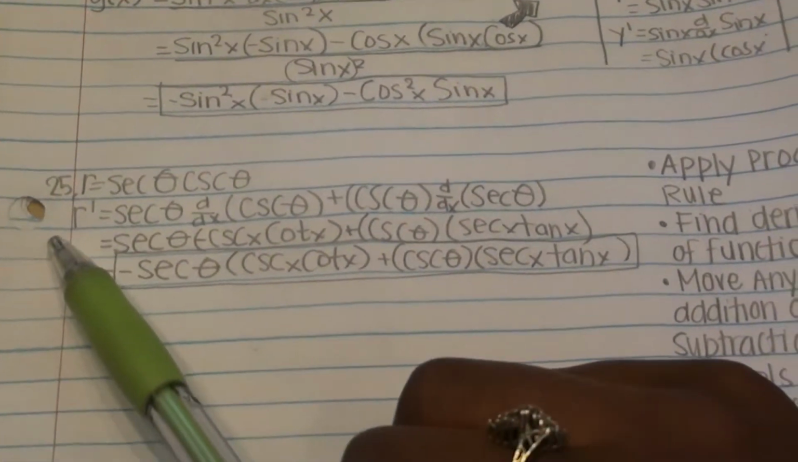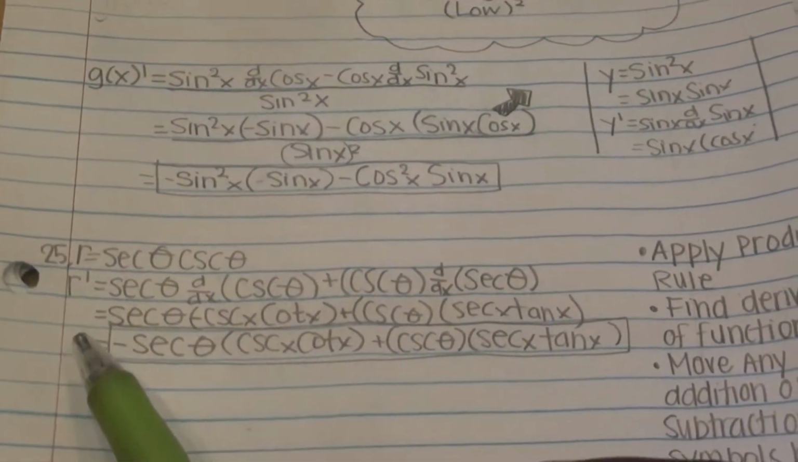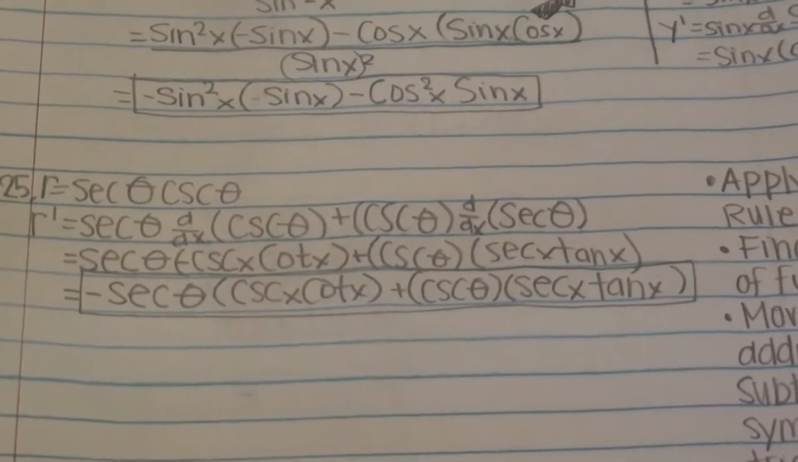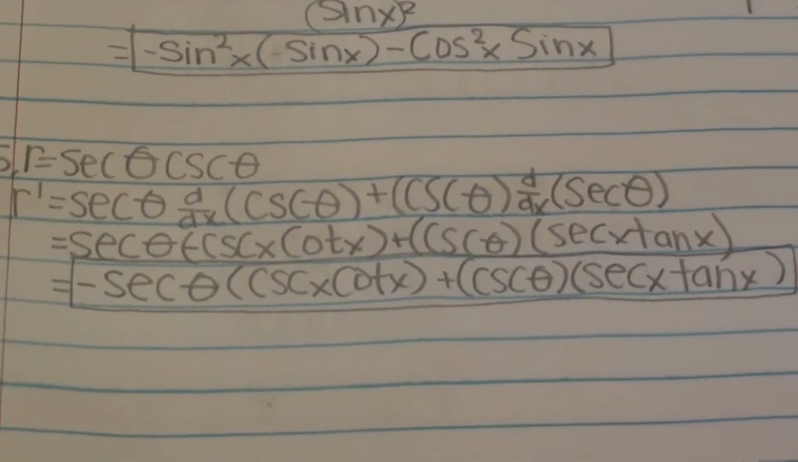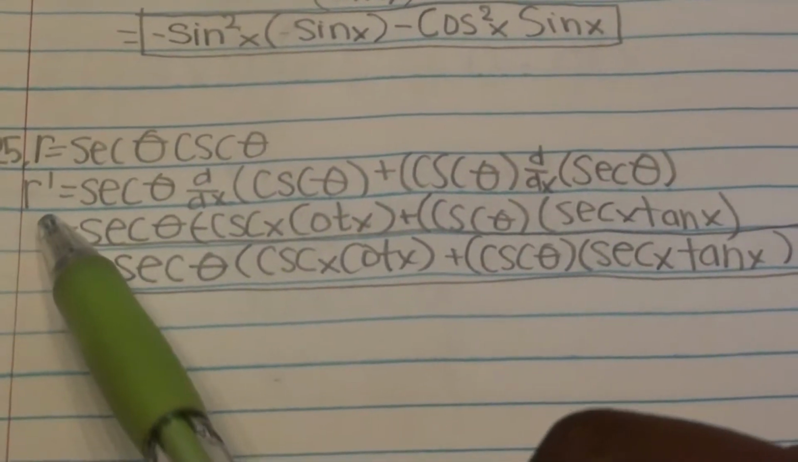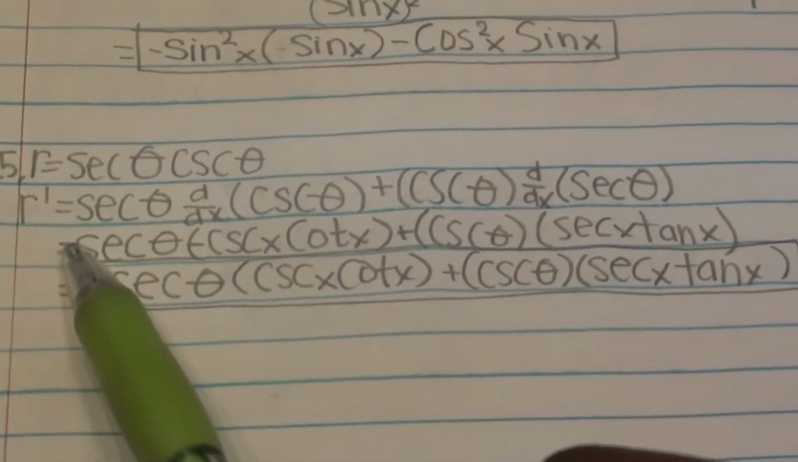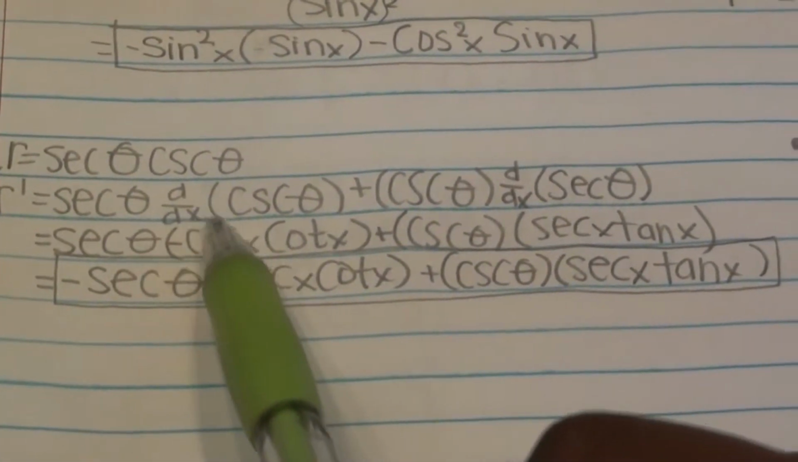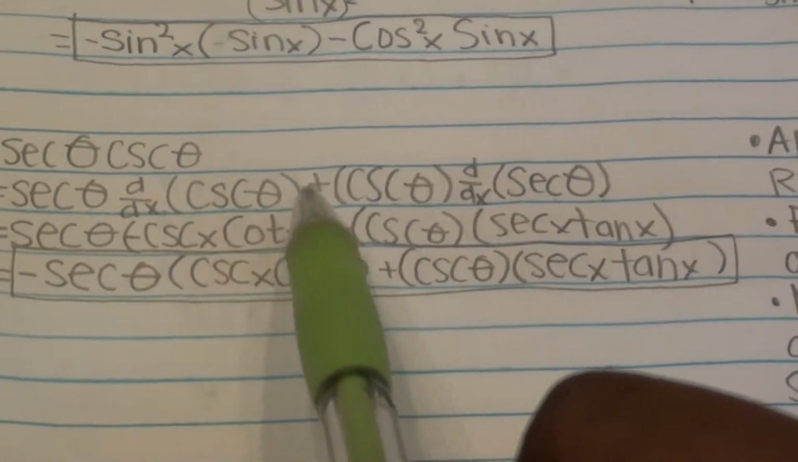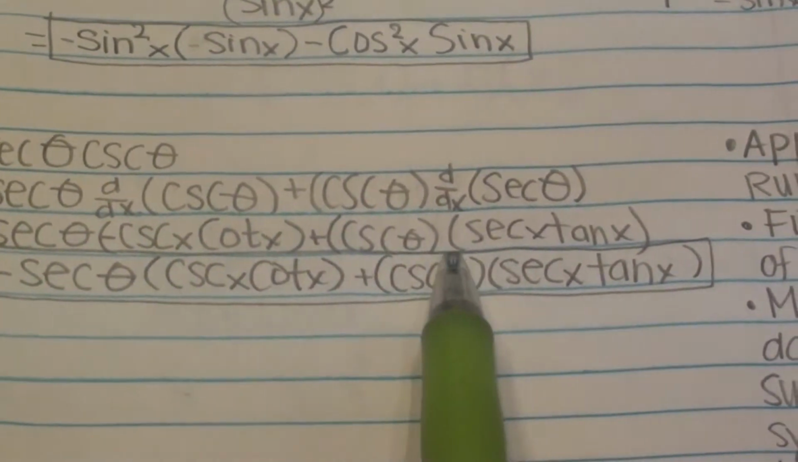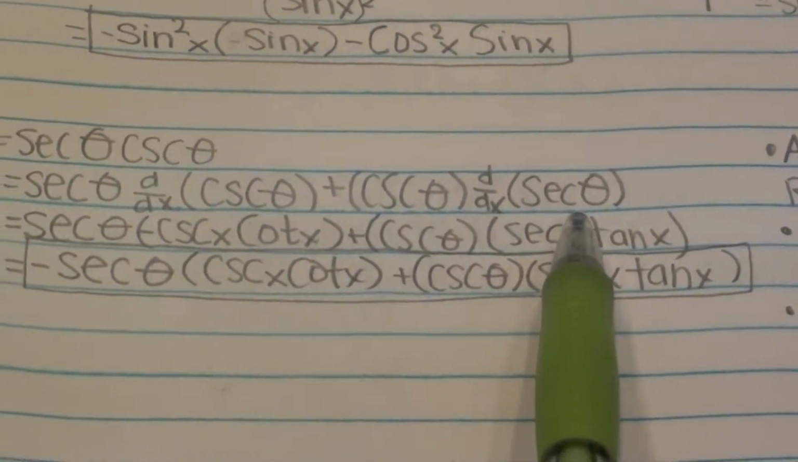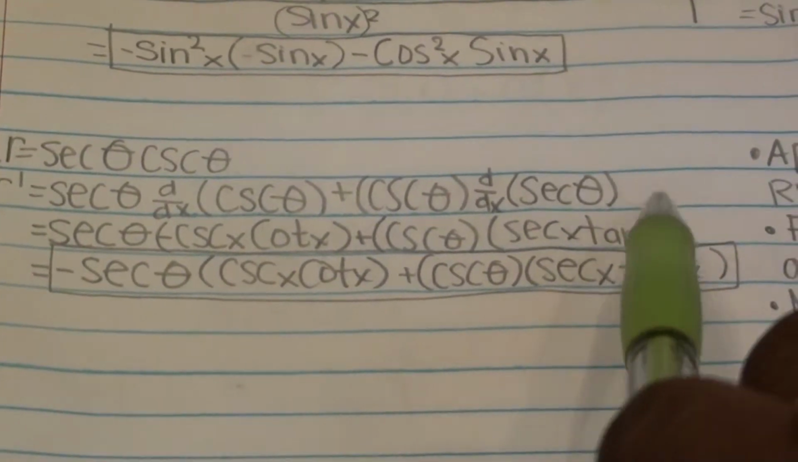Now I will be doing example 25, which is r equals secant theta times cosecant of theta. So r prime would be secant of theta times the derivative of cosecant of theta plus cosecant of theta times the derivative of secant of theta. And here again, I'm going to be using the product rule.